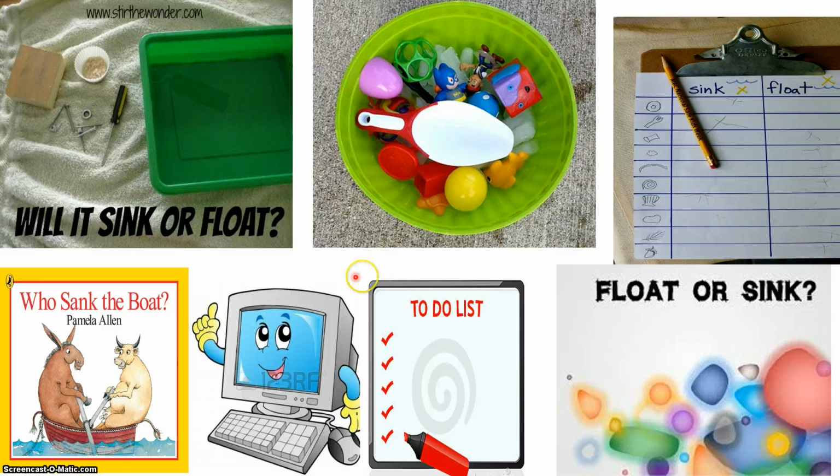These are the materials and the resources which we used for this activity. This is the tub filled with water to see whether the objects will sink or float. These are the objects which we used. This is the activity sheet which the students are going to use. They can have different kinds of sheets, whichever way they want to use it.